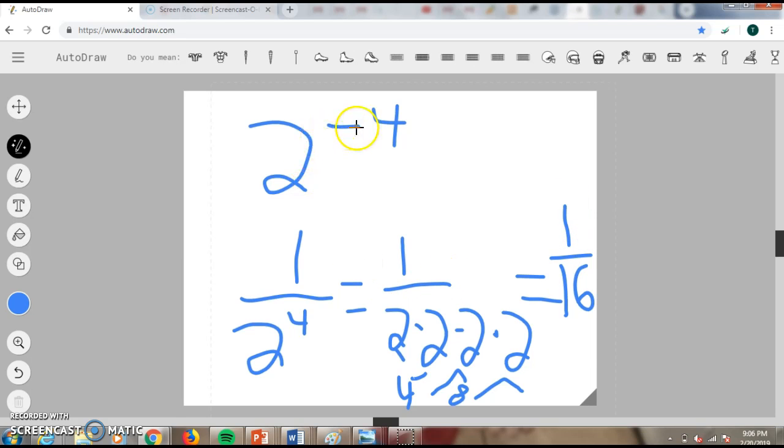Remember, you're putting it to a fraction with this negative 4 exponent. 1 over 2 to the power of 4. 1 over 2 times 2 times 2 times 2. Multiply it out, it gives you 1 over 16.